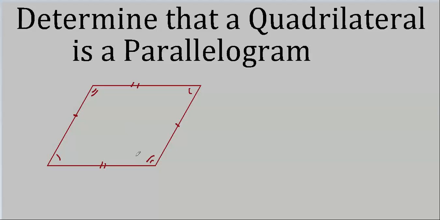Most everything we learned about parallelograms in the previous video goes the other direction. The only one we haven't found a converse for is supplementary angles. Everything else goes both ways. If opposite angles are congruent, it's a parallelogram. If opposite sides are congruent, it's a parallelogram. If diagonals bisect each other, it's a parallelogram.